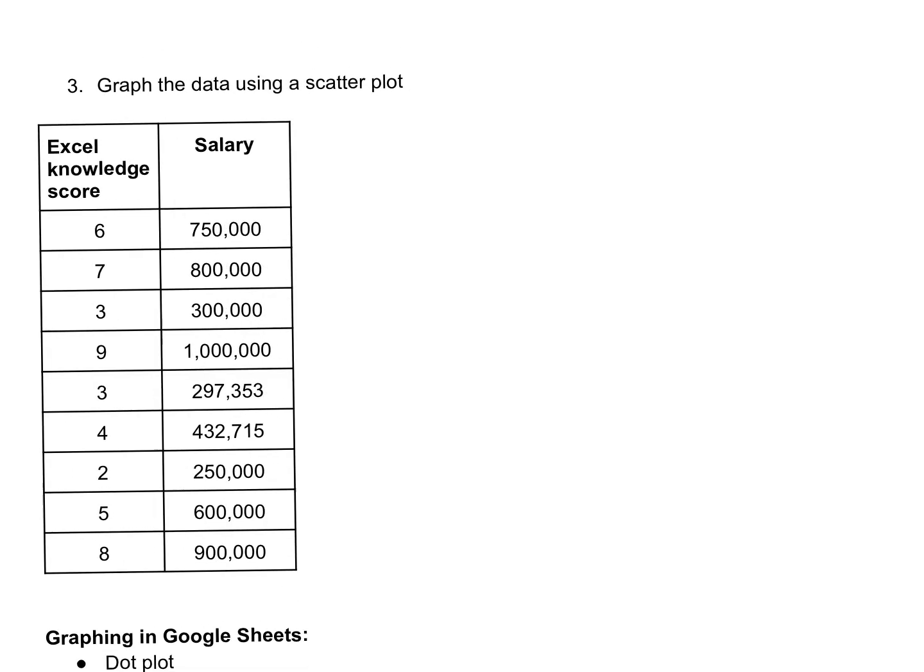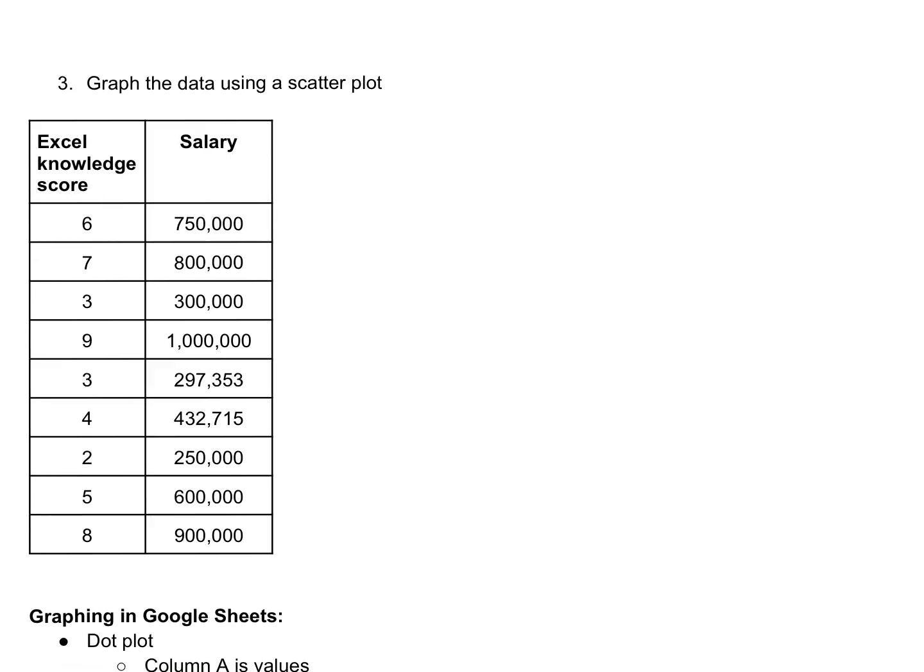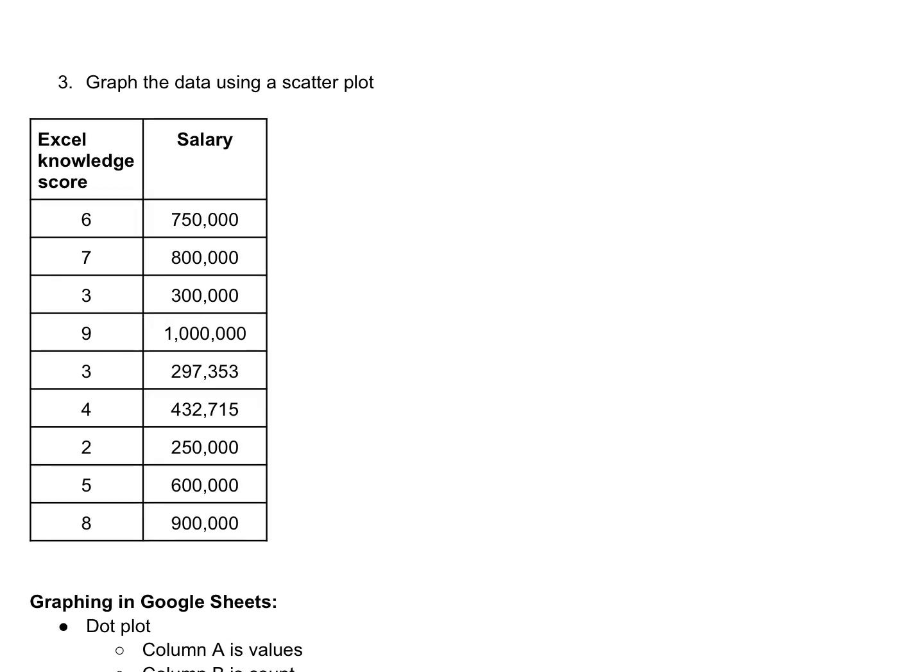So the last thing we're going to do is look at a scatter plot. So you have 2 variables. We have an Excel knowledge score, and based on that Excel knowledge score, you get a certain salary. And these Excel knowledge scores are out of 10, from 0 to 10. So my Excel knowledge score is going to be my X variable. It's my independent variable, the one that's going to determine my salary, which is going to be my Y.